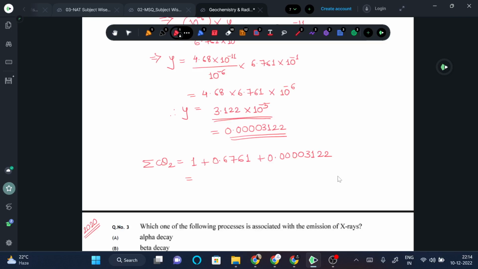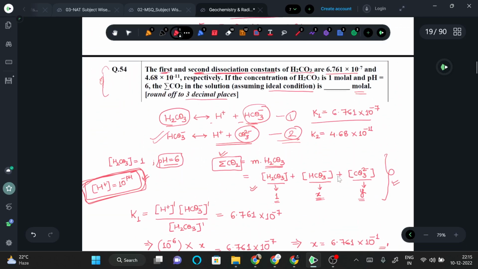You can simply ignore this because you need to answer only up to 3 decimal places, and this will put an effect starting from the 5th decimal place. Up to 4 decimal places it is not putting any effect, so you can simply ignore this part. So 1.676 will be the answer, molal. So this will be the answer for this, 1.676.